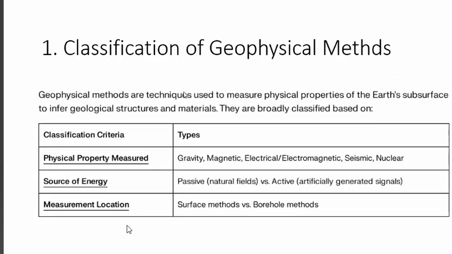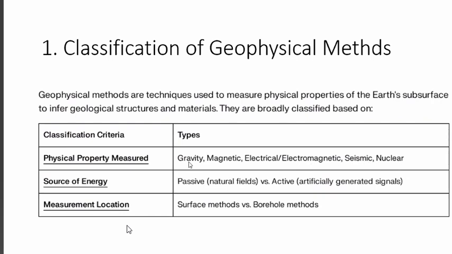Generally, geophysical methods are techniques used to measure physical properties of the Earth's subsurface to infer geological structures and materials. They are broadly classified, and your classification depends on the classification criteria. If you are classifying in terms of the physical property measured, you can classify them as gravity, magnetic, electrical and electromagnetic, seismic, and nuclear.